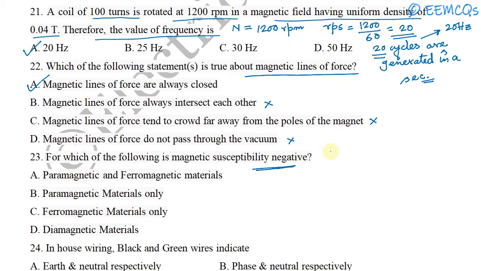Now definitely for ferromagnetic material its value is positive and very high. For paramagnetic material also its value is positive but low. But for diamagnetic materials its value is negative. So here you can see only option D is having diamagnetic material. So option D here is the correct answer.